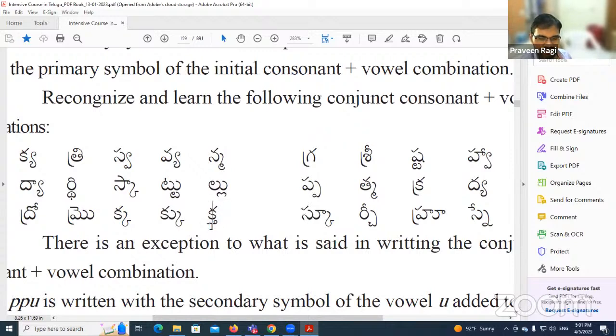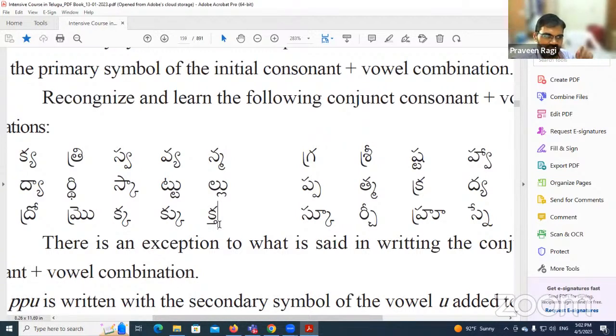If you want, you can note down the meaning of hakku. Hakku means right. Okay, next one. For this also, I will give you one word. Raktamu. Raktamu. That means blood.